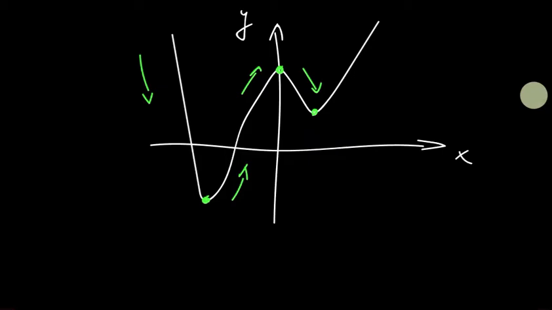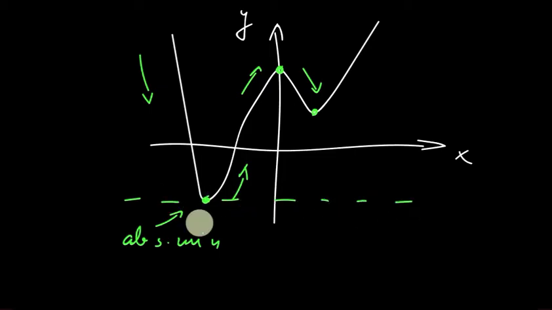Now, a critical point can be a minimum point or a maximum point, and minimum and maximum points can be local or global, or absolute. So this is an absolute minimum, because as you can see, the function is coming from positive infinity and is decreasing in value until it reaches this point here, and it never goes below this point. So this is an absolute minimum.